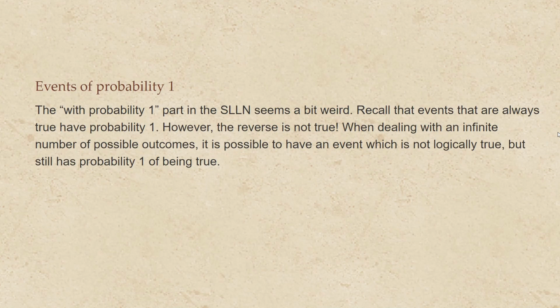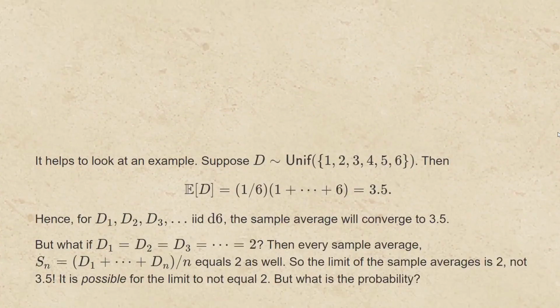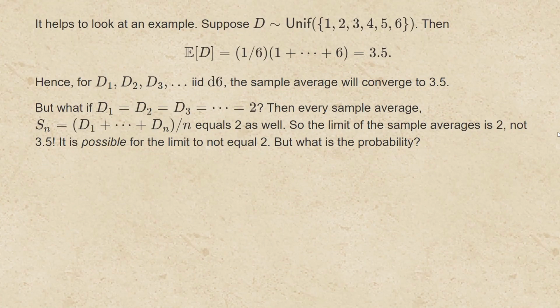The with probability 1 part of the strong law of large numbers seems a bit weird. Recall that events that are always true have probability 1. However, you can have an event of probability 1 that isn't logically true. When dealing with an infinite number of possible outcomes, it is possible to have an event which is not logically true, but still has probability 1 of being true. It helps to look at an example.